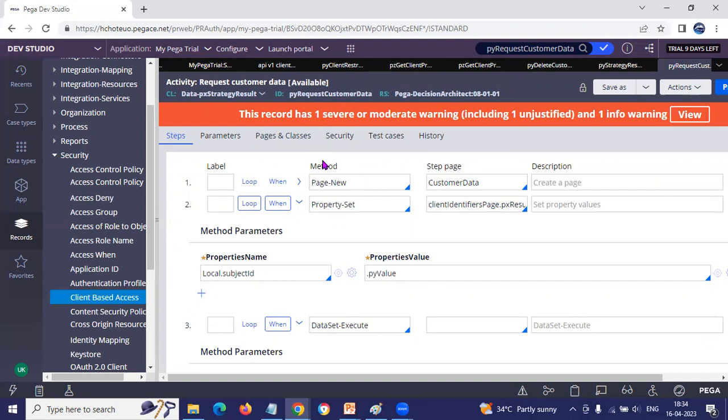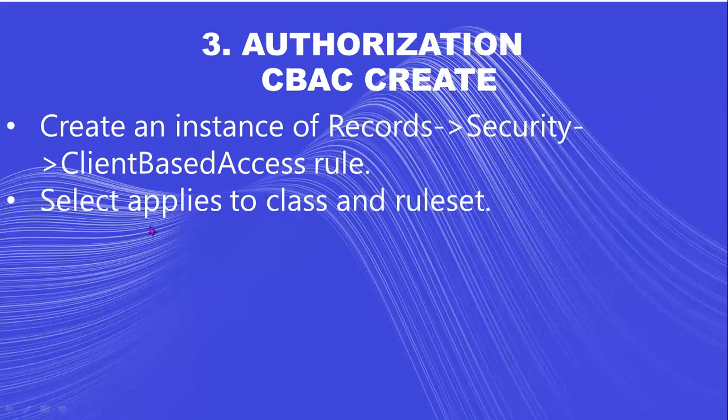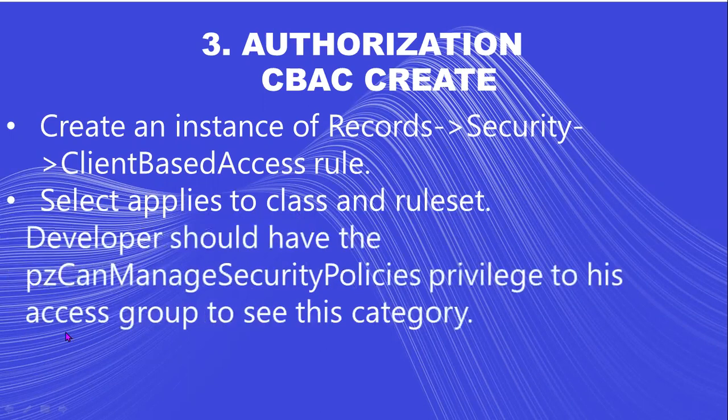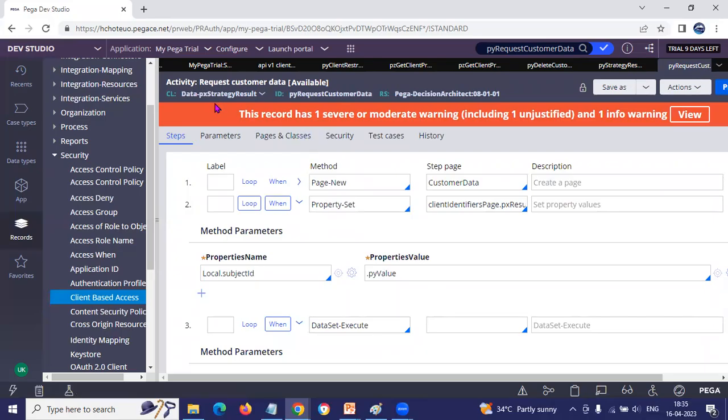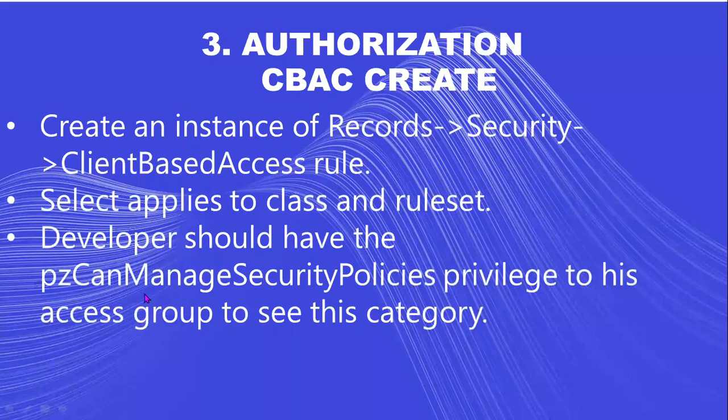So this is the client-based access control. We are going to create an instance of it, and there we are going to specify which properties you want to make secure, and by which property you are going to identify it. That is the client-based access rule, but select the applies to class and rule set. As I said, the applies to of this one should be the class where the user details are there. And one more important thing: in case you want to see this, the developer should have the TX can manage security policies privilege in his access group to see this category.